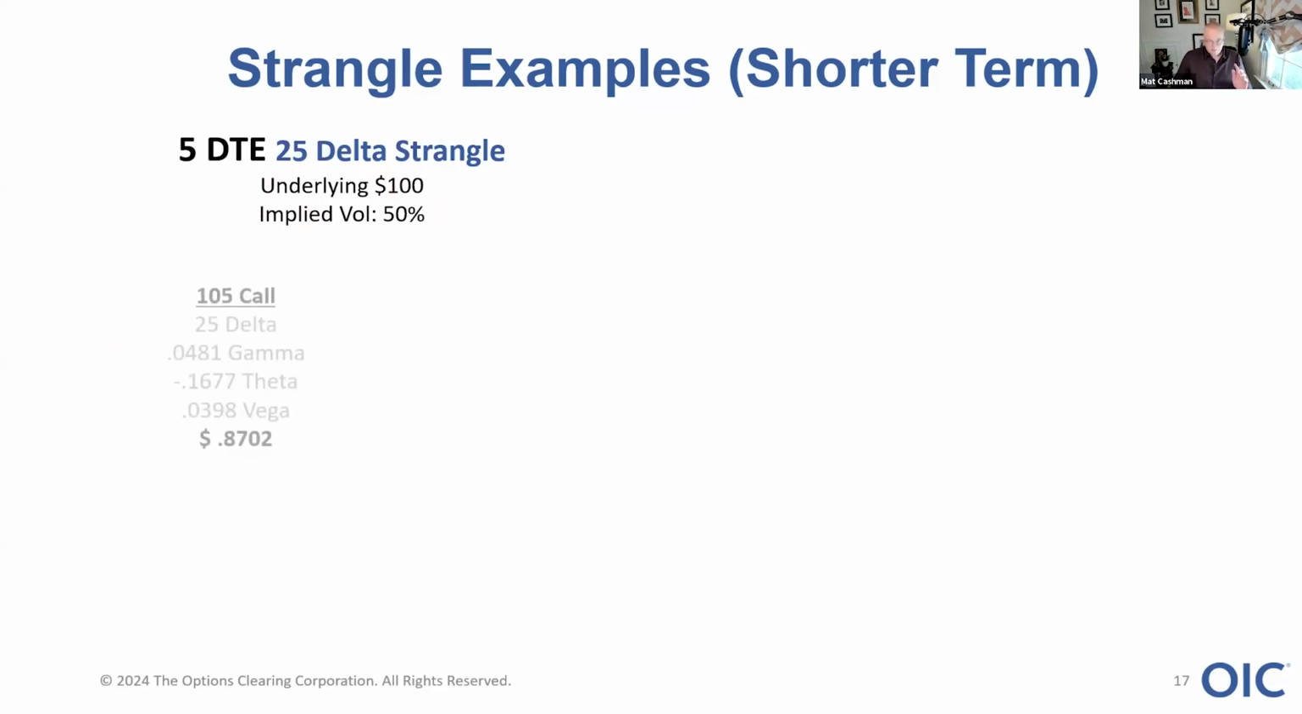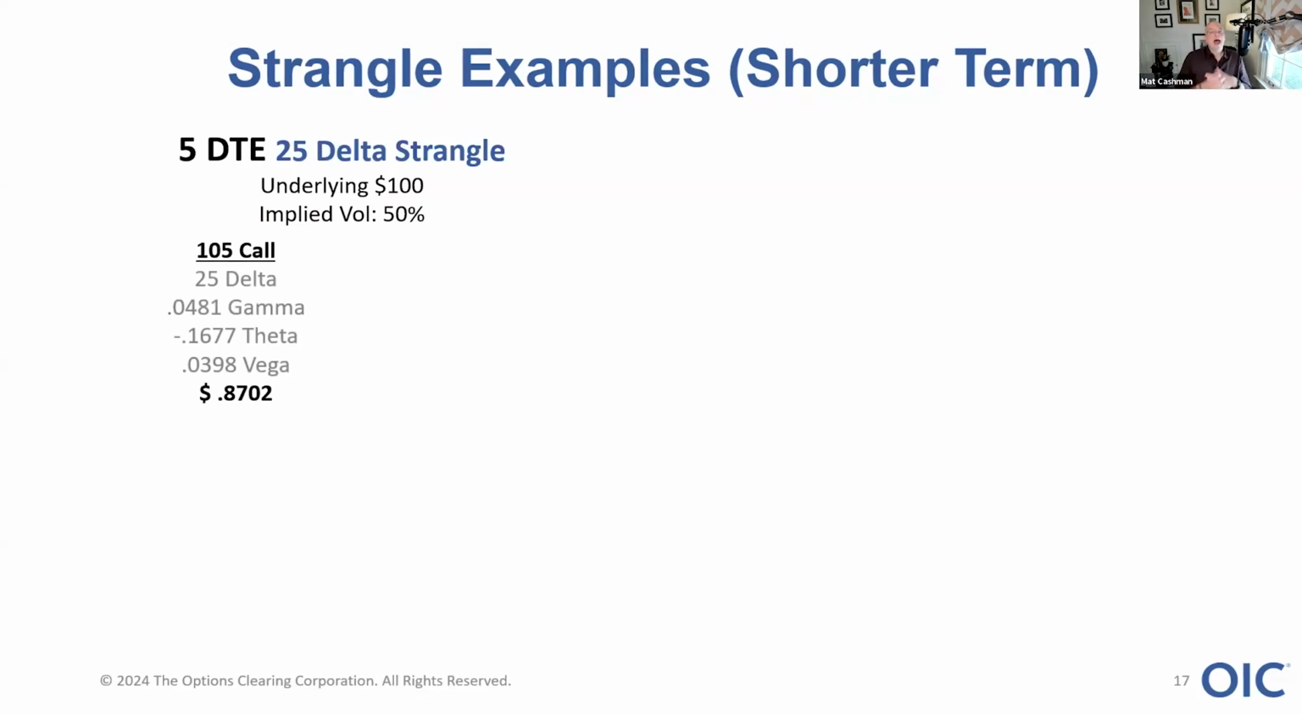Let's look at strangle examples in the short-term options. So I'm going to give you a 5-day strangle. This option strangle is expiring in 5 days. Every strangle that I'm going to use is the 25 delta strangle. That's the 25 delta call and the 25 delta put. The underlying is $100 and the implied vol is 50 in this case.